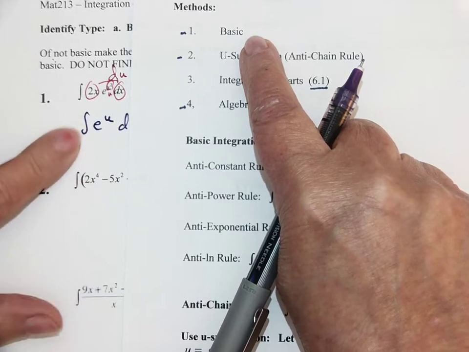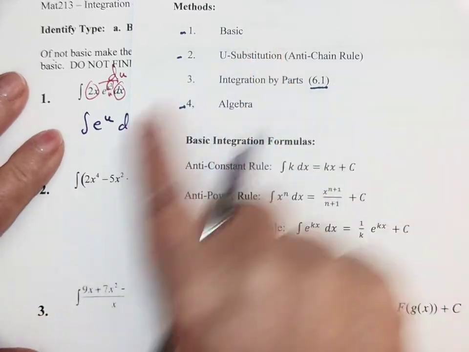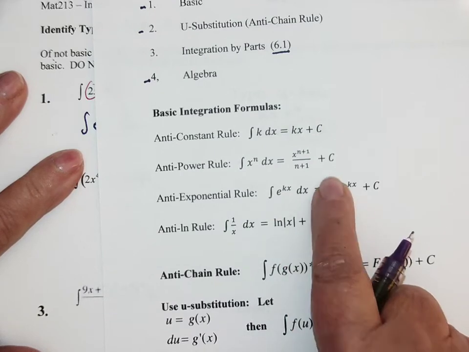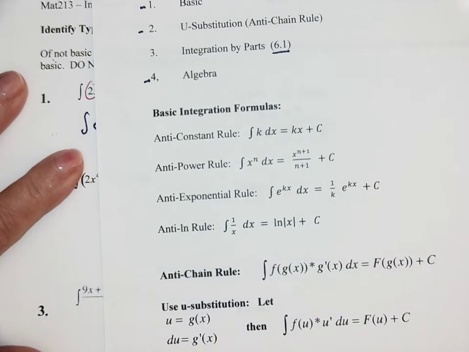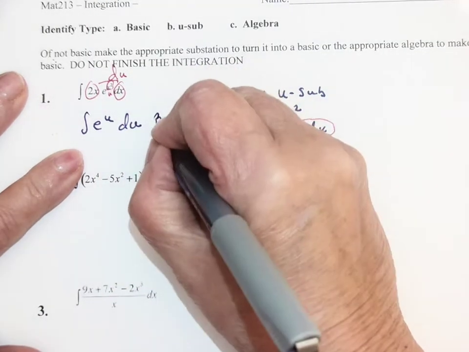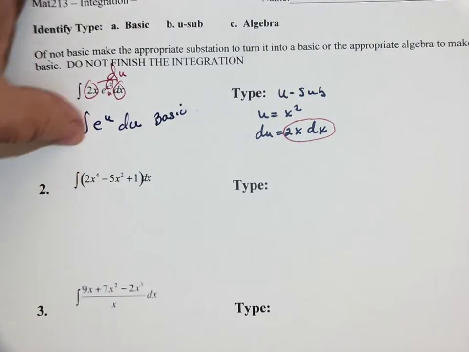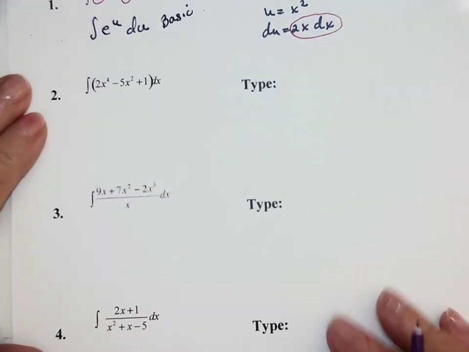This is the furthest I'm going to take it, but this is a basic. That means I can integrate it. It's e to the kx, it's 1 over k e to the kx. So now I'm down to a basic. Everything we do reduces down to a basic, which you should be able to do.